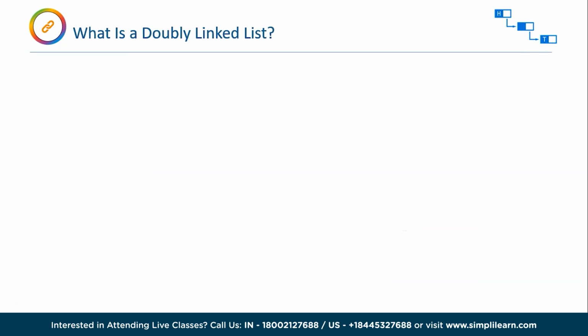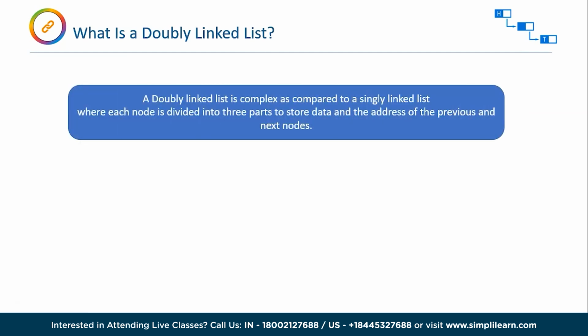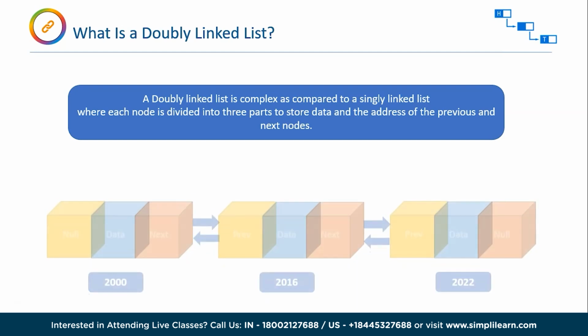Now, let us move ahead and understand what a doubly linked list is. A doubly linked list is a more complex linked list when compared to the singly linked list. It is a type of linked list where each node in the list contains a pointer to both the previous and next nodes in the list. This allows for efficient traversal of the list in both forward and backward directions.